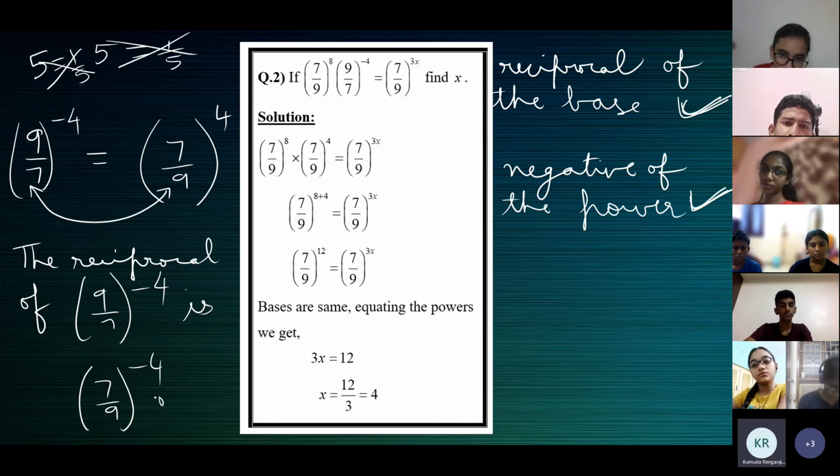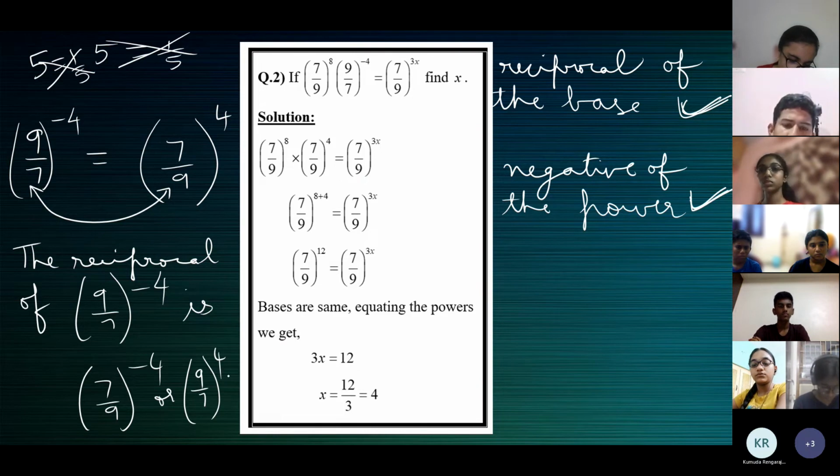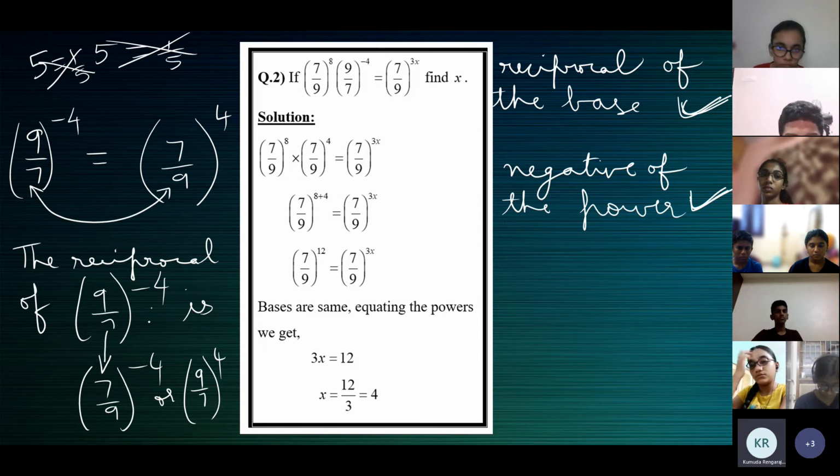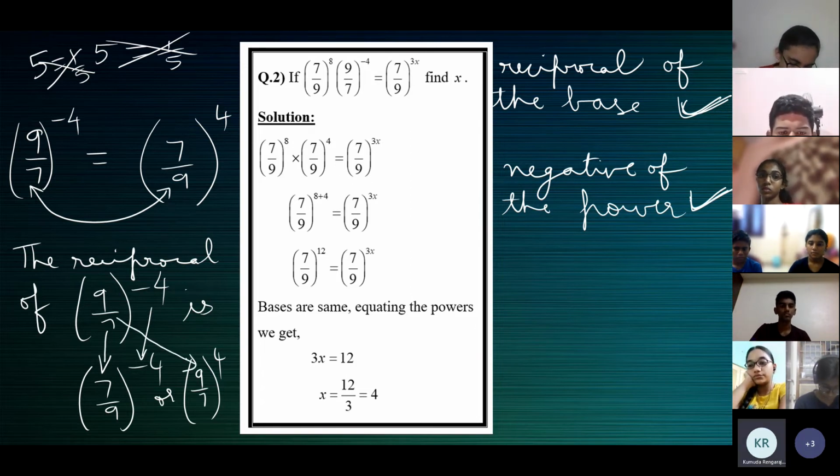Or the reciprocal is also, if you write the base as it is, 9 by 7 as it is, write the negative of the power, 4. You're making only one change. You're writing 9 by 7 as it is. See here, you wrote the reciprocal of the base and you wrote the power as it is. Here, you're writing the base as it is and you're writing the negative of the power.